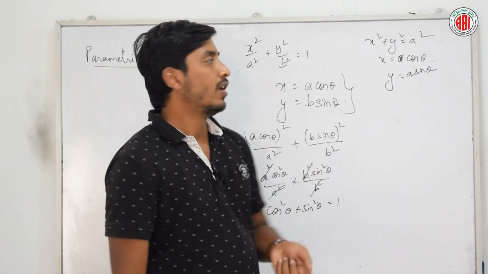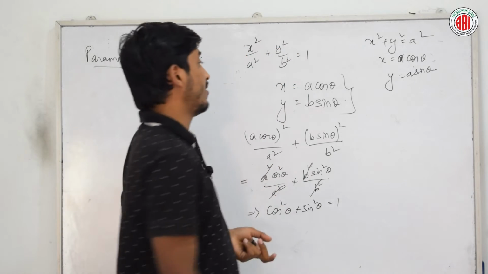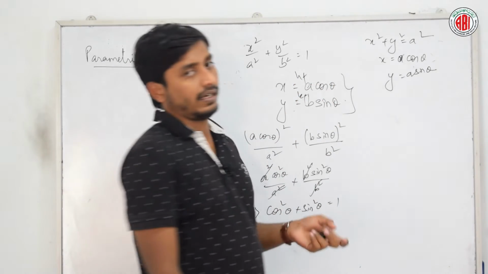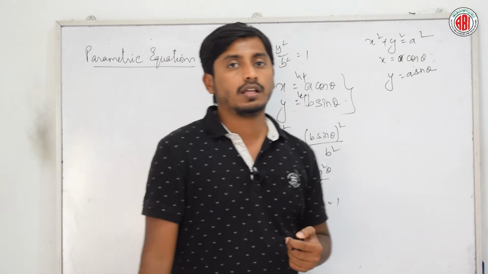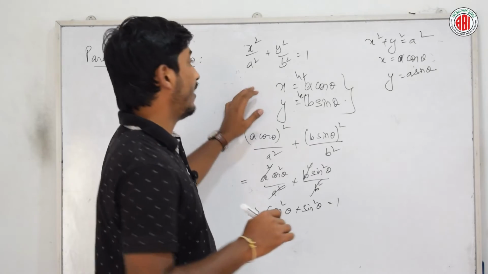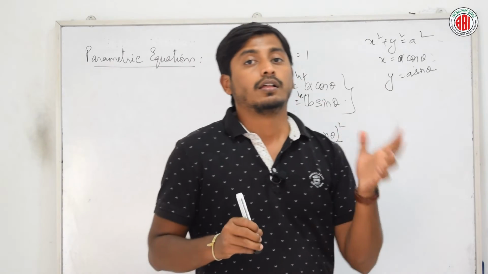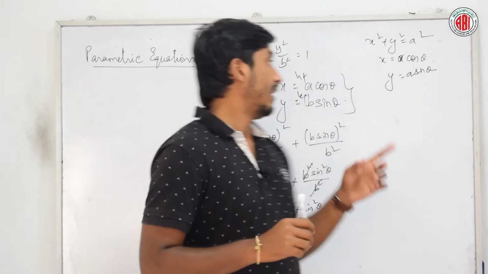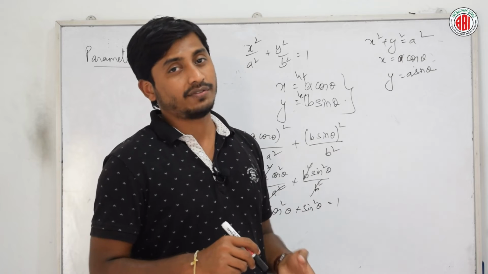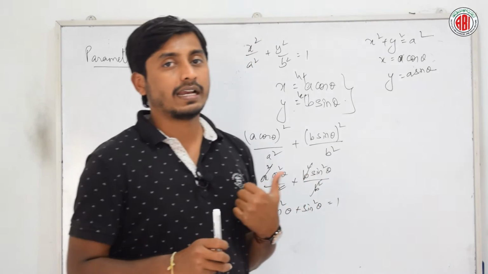Is it clear? What if it is x minus h whole square, y minus k whole square? Obviously we will write it as h plus a cos theta, k plus b sin theta. Is it right? Did you understand? Fine. This is the basic thing, and we can also find the tangent and normal at this particular point, right? We can do those kinds of simplifications also. Clear? Did you understand? Fine.